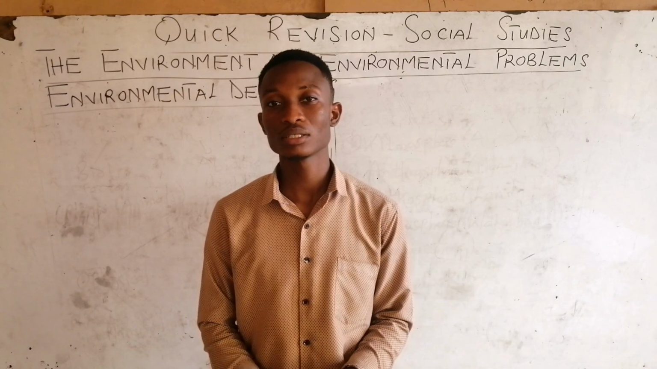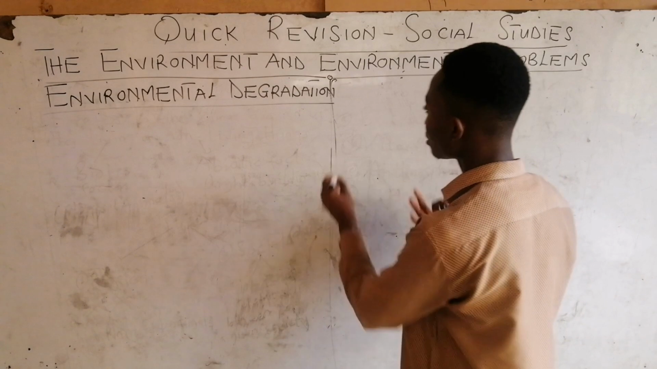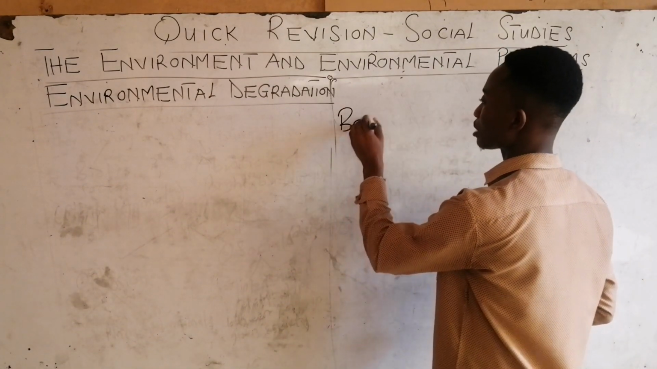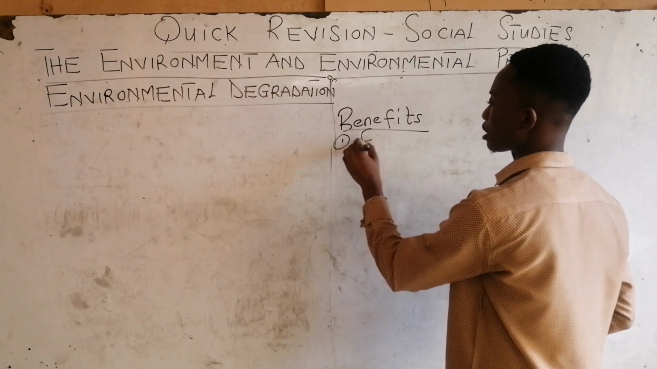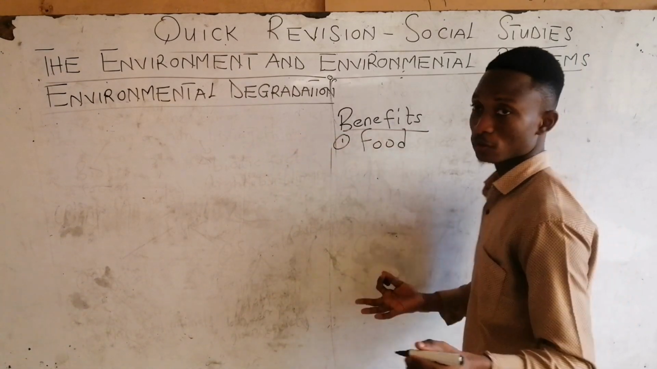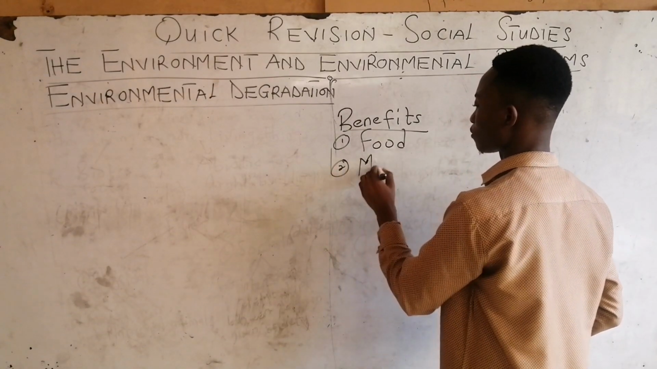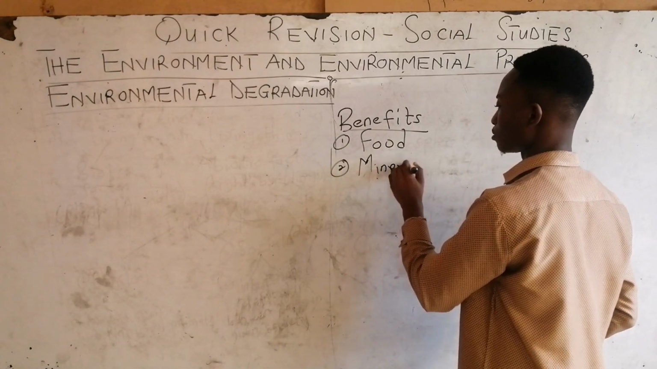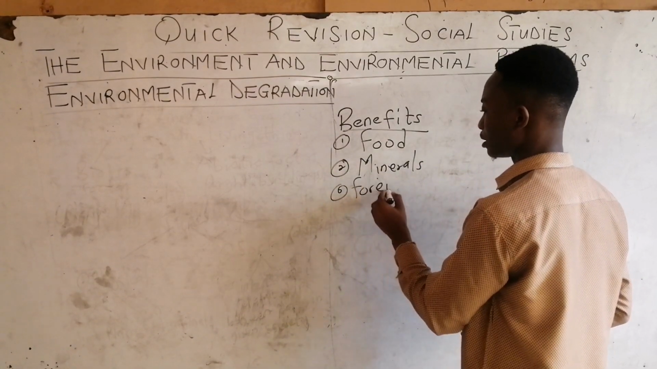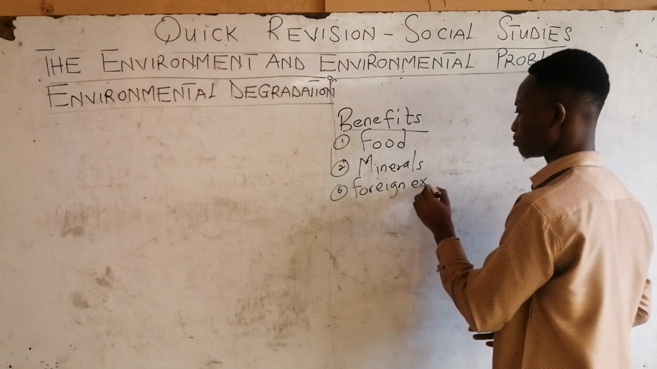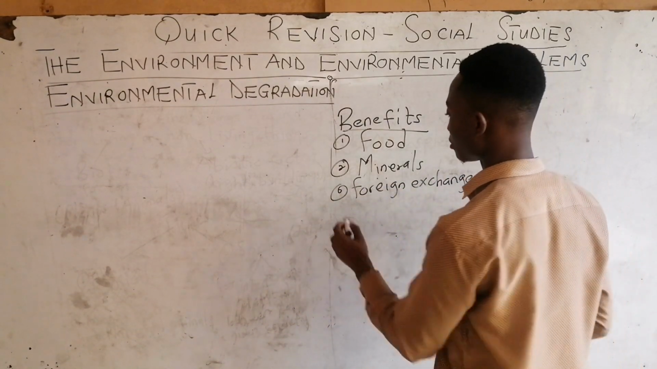1, the environment serves as a source of food. So if you are asked anywhere in exams, we ask you benefits of the environment, 1, you can talk about source of food from plants. 2, you can talk about source of minerals from the land. The minerals give what we call foreign exchange. It can be used for undertaking developmental projects.